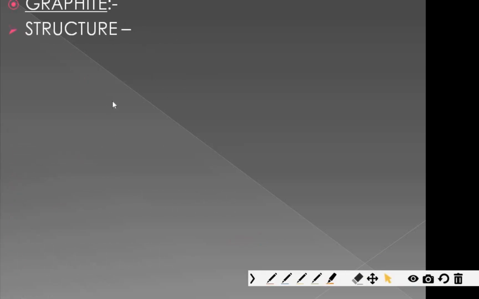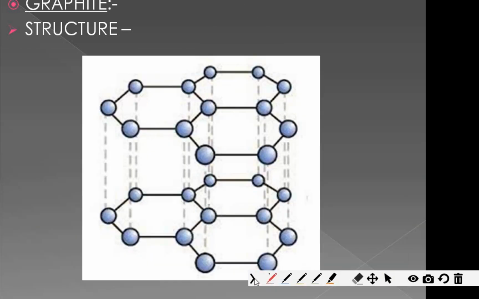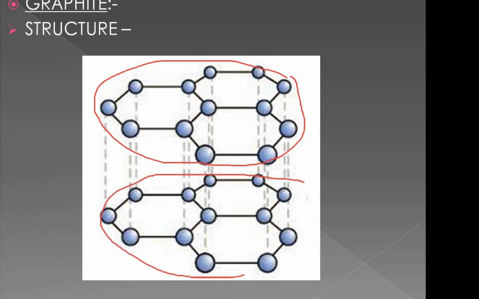Now the next we have graphite, an interesting and important allotrope of carbon. We will see the structure first. Now this is the structure of graphite. You see here we have a sheet of carbon and here we have a sheet of carbon, and between the sheets of carbon there are forces of attraction. Now these are covalent bonds, and these forces of attraction are weaker than these covalent bonds. That's why graphite is softer than diamond.